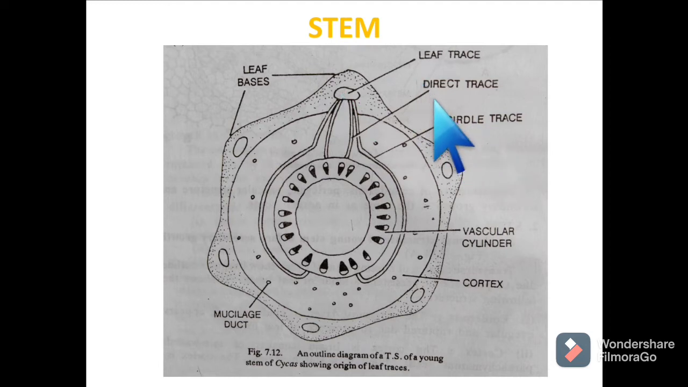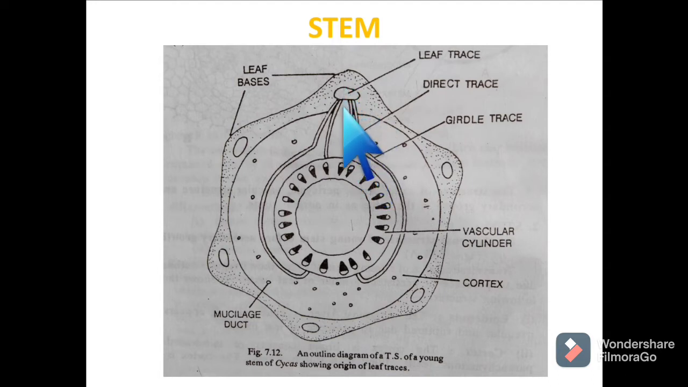Now both the direct traces and the girdle traces, just remember this, arise from the protoxylem of the vascular bundles of the primary ring. As you can see here, they pass through the cortex and then enter into the leaf. These traces, both the direct and the girdle traces, divide and redivide to form a large number of bundles before they enter into the rachis of the leaf.